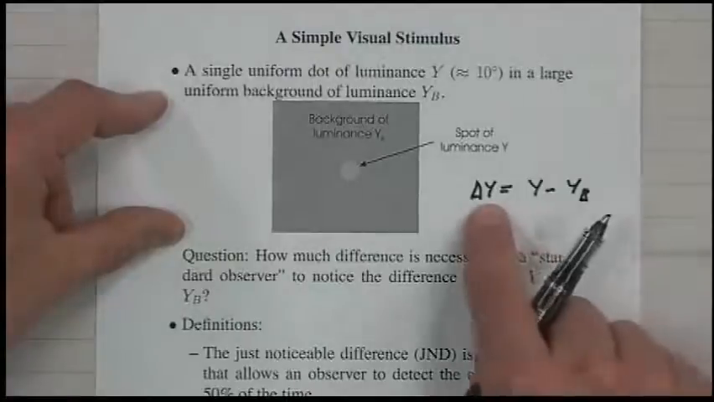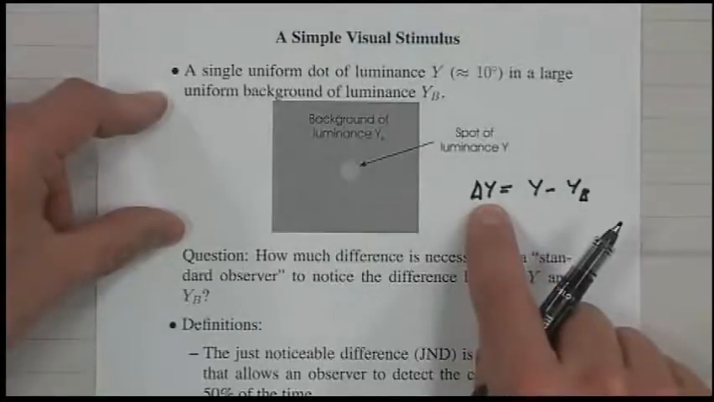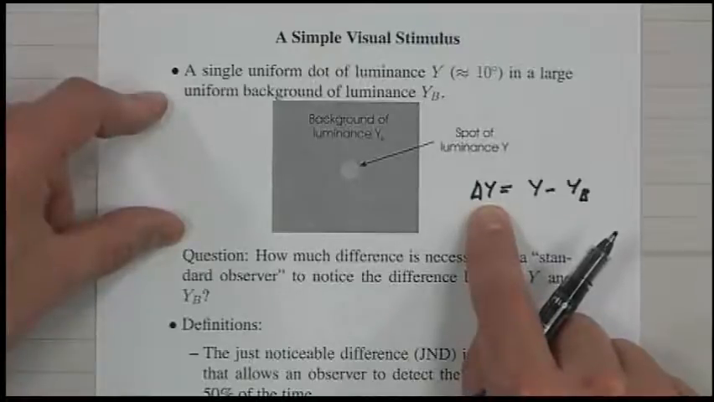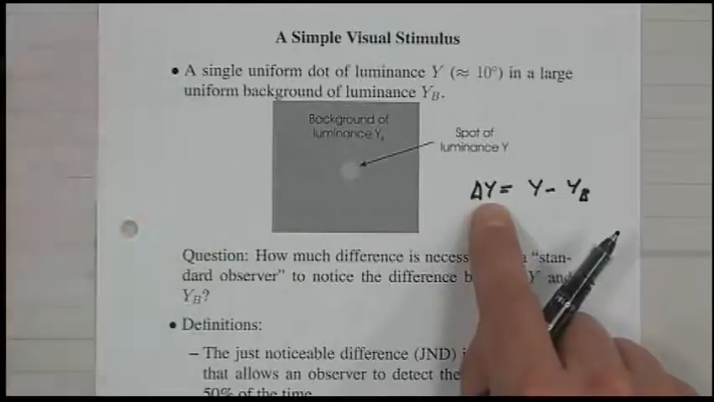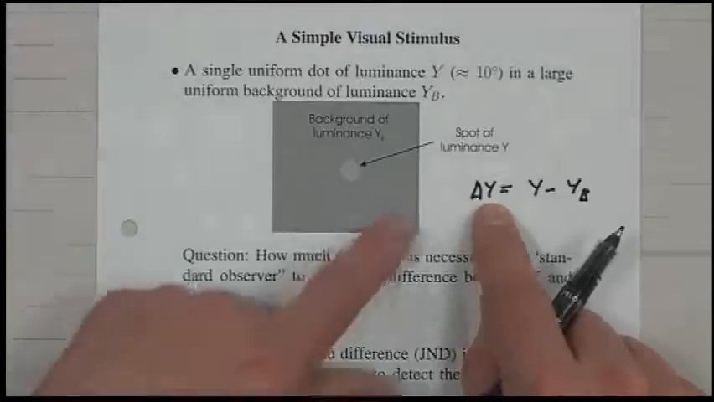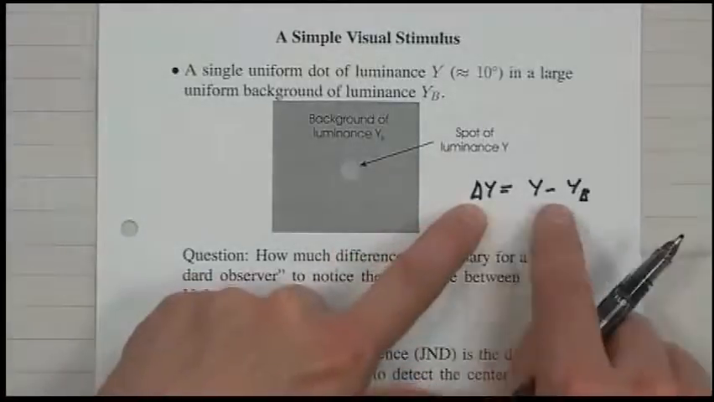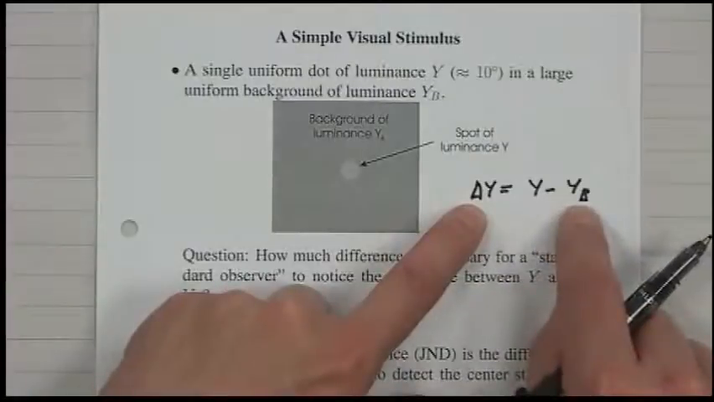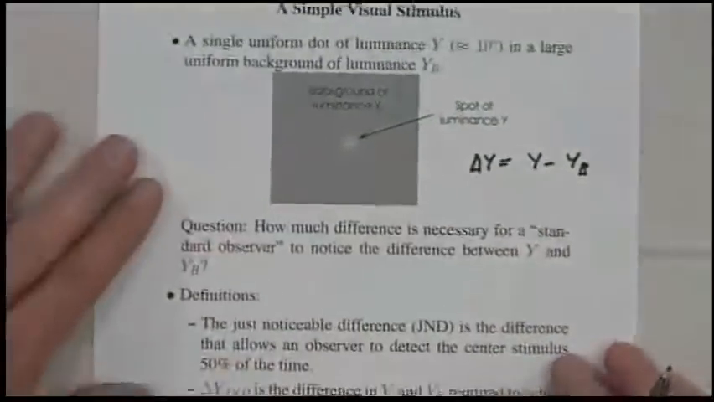And the question is, well, if this change is extraordinarily small, then you could imagine that below some level you can't see it anymore. The dot disappears. It's just not visible. Okay? So you can ask yourself, well, how much of this delta y is necessary in order to be able to see this dot?